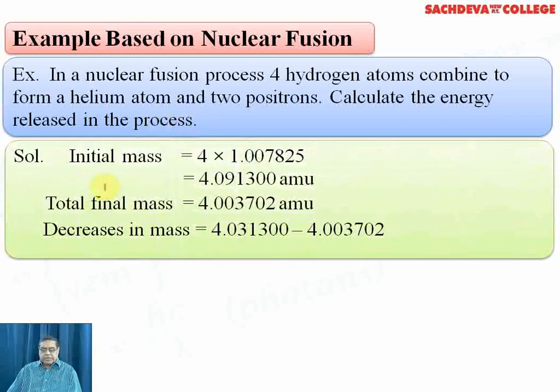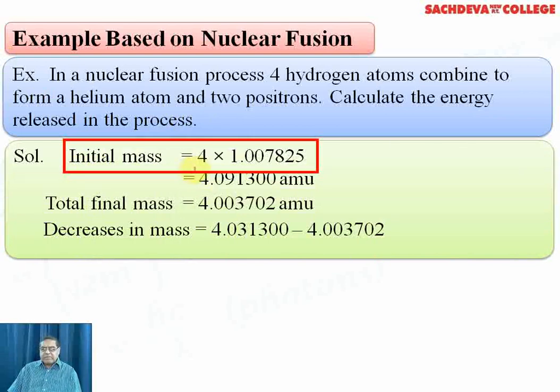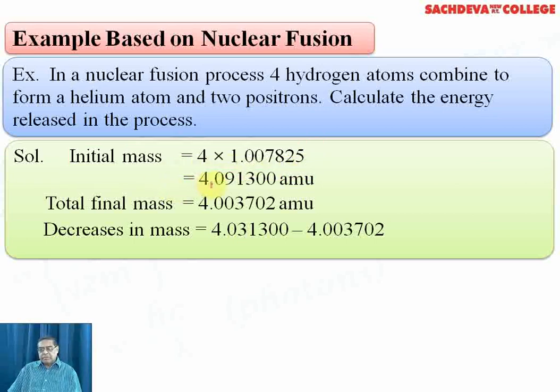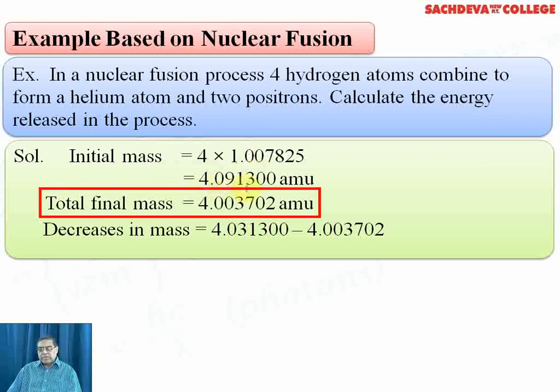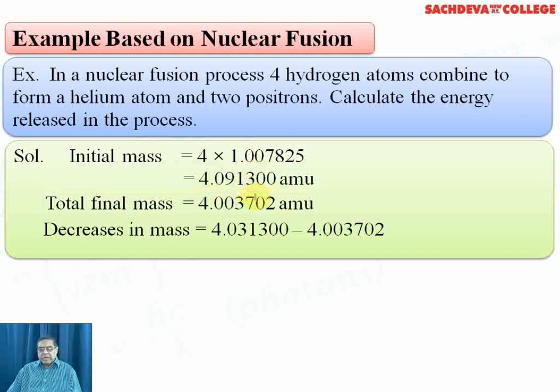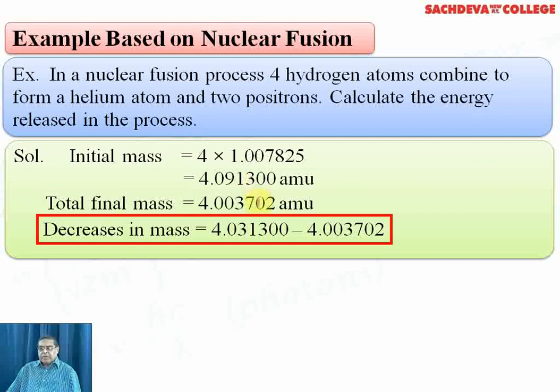So the solution is like this. Initial mass we have calculated. 4 hydrogen atoms means each atom has mass 1 AMU, and up to 6 places it is 1.007825, multiplied by 4. Then we calculate it by multiplying this number. Total final mass is 4.0037, and we will find that the decrease in mass is given by the difference of the two.